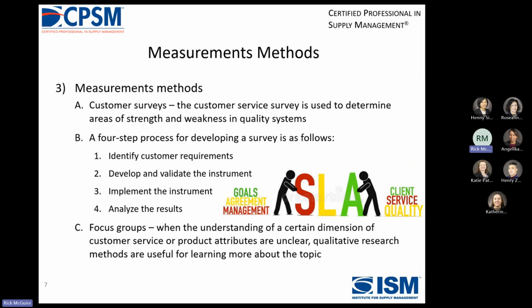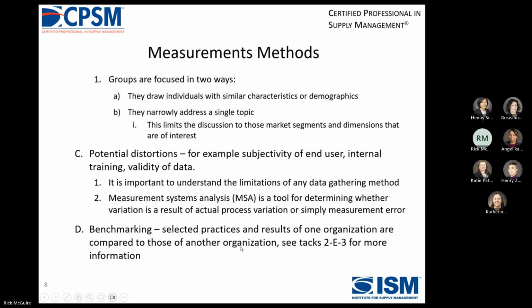Pretty straightforward. Focus groups. Now, I know we use these a lot in division marketing. They're used when the understanding of a certain dimension of customer service or product attributes is unclear. Qualitative research methods are useful for learning more about the topic. Sit around with the guys at the dealership and say, what's wrong with this truck? Groups are focused in 2 ways. They draw individuals with similar characteristics or demographics, and they narrowly address a single topic. So you've got to limit the discussion to some market segment or something about the truck.